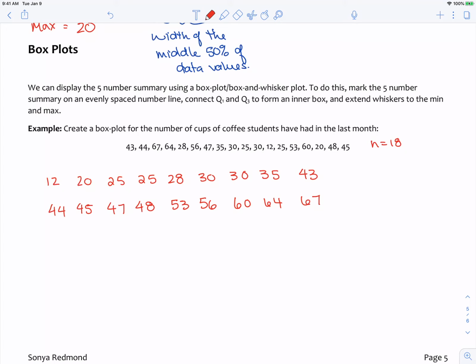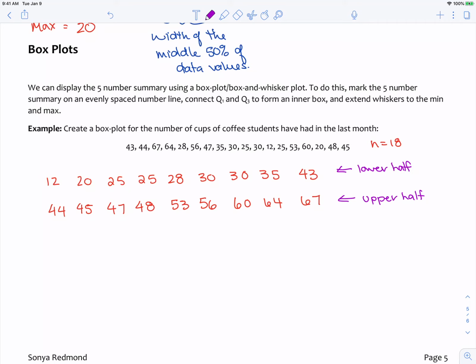And I'm writing fairly big, and so I knew ahead of time that I wouldn't be able to fit the 18 values with my handwriting across the page, so I broke it up. To help me keep track and make sure I was counting correctly, I did half of them on one line and then half on the other. So I should have 9 in each row so that it adds up to 18 altogether. This also is helpful because now I've split it in half. So this first line is my lower half, and this row is my upper half of the data, right? That's going to help me find the Q1 and Q3 pretty easily.